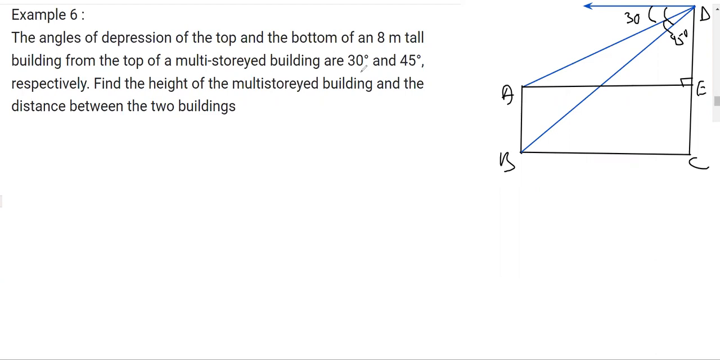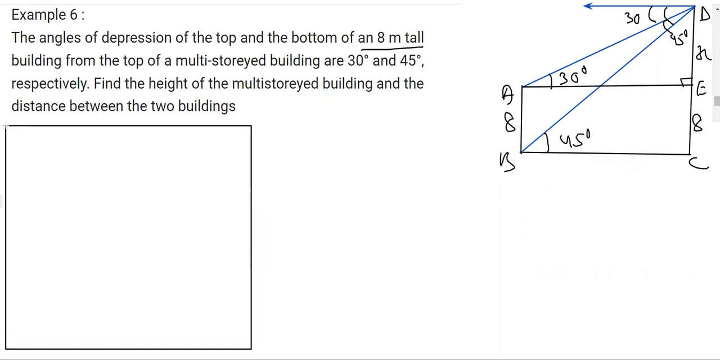Now, when you read the question, you'll find that the depression is formed over the 8-meter tall building. So this AB has to be 8, and the multi-story building here is DC. Using the concept of parallelogram, we can say that EC will be 8. We do not know the length of DE, so we can take it as X. Now, we can apply alternate interior angles, write this angle as 30 degrees and this as 45 degrees.